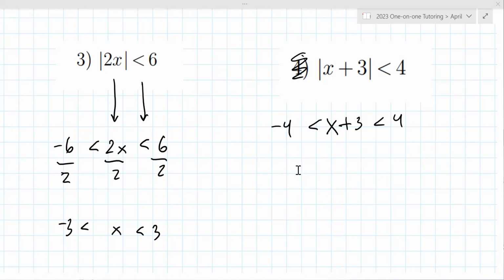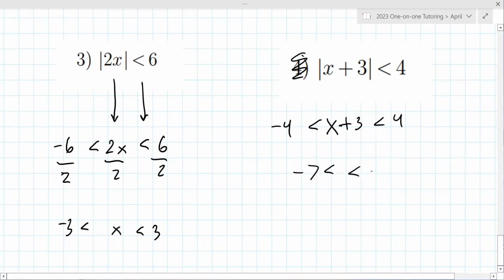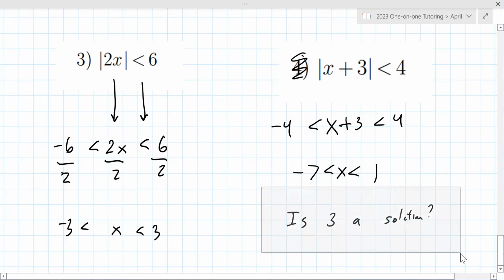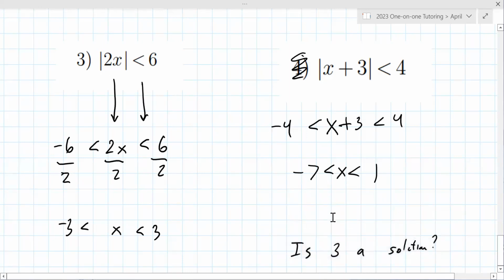-7 is less than x less than 1. Okay, so this is where your teacher might say, is 3 a solution? And you would say, yes, it is, because it's between these two. But it's not. Sorry, you talked me into that. Oh wait, it is not.